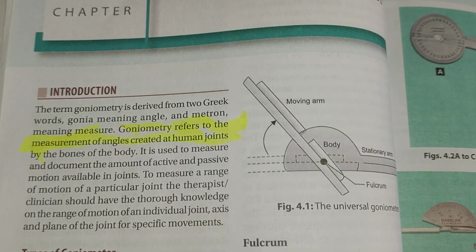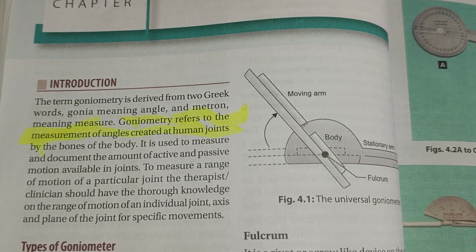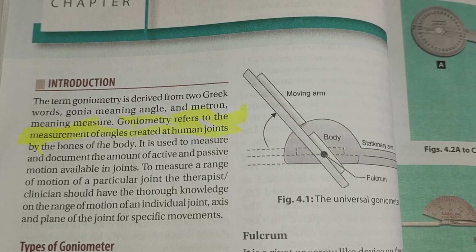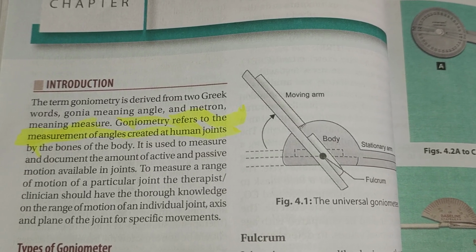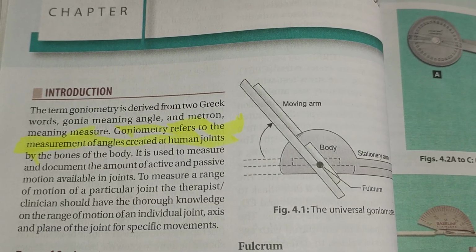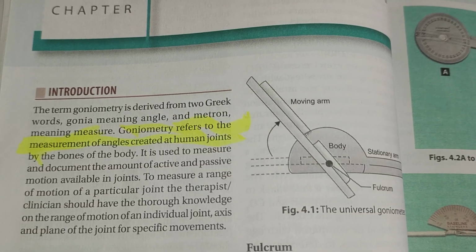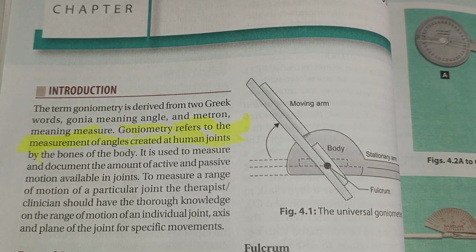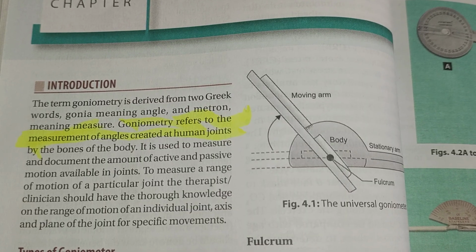So the introduction: the term goniometry is derived from the Greek words, gonio meaning angle and metron meaning measure. So it refers to the measurement of angles created at human joints by the bones of the body. It is used to measure and document the amount of active and passive motion available in joints.